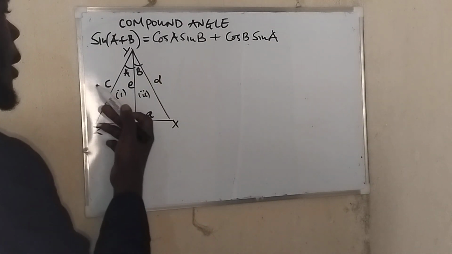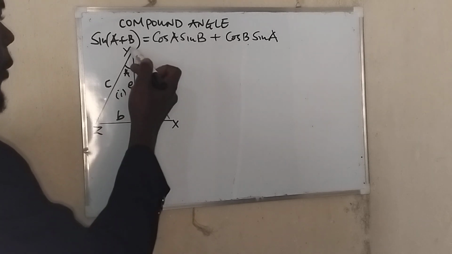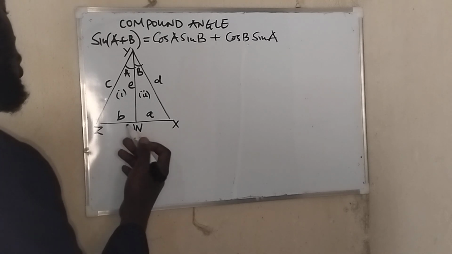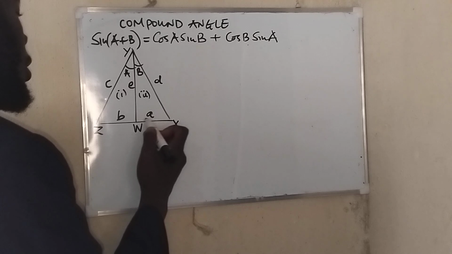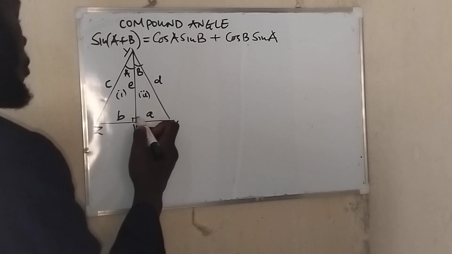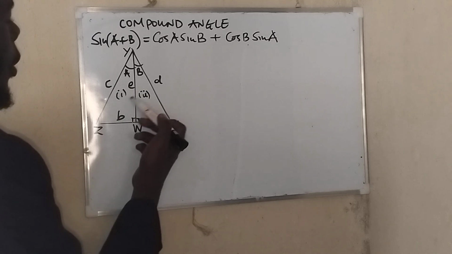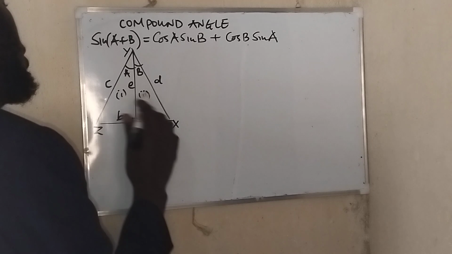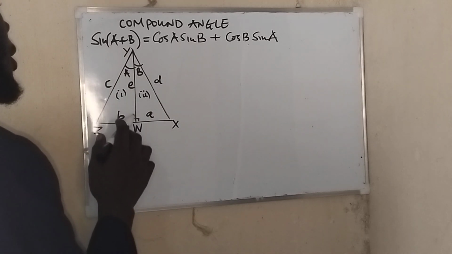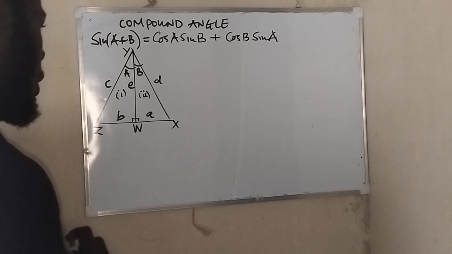So here, first of all, we shall have a triangle with sides C, D. Then you have this side. We have a perpendicular bisector. We have this one to be B, this one to be A. We have this part, the Roman 1 part, then you have the Roman 2 part. Then we have this perpendicular bisector as E. Then you have angle B, then you have angle A.